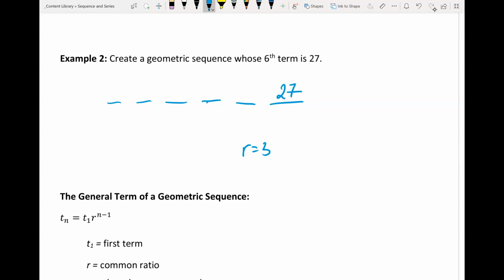So 27 divided by 3 is 9. Then 9 divided by 3 is 3. 3 divided by 3 is 1. 1 divided by 3 is a third. And 1/3 divided by 3 is 1/9. So this is one example that we could have used. You just pick an R that you could use to divide the term that was given to you. Again, you could have used R equals 9 if you wanted to. I just picked R equals 3.